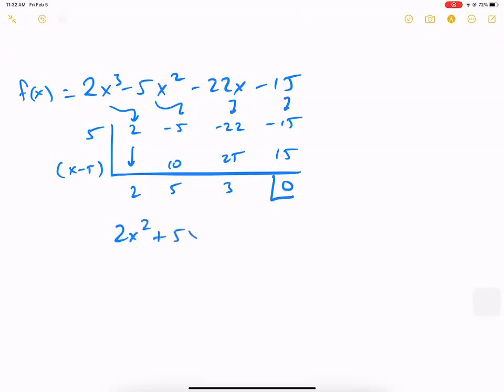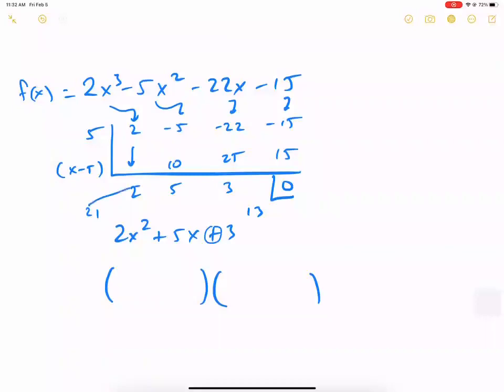Plus 5x plus 3. And now we have to factor it by hand. I'm going to give myself a couple possibilities. That's 2 and 1 and 1 and 3. And we know 2 times, so we're trying to add to become 5. So if you pick the wrong pair, you got the wrong problem.